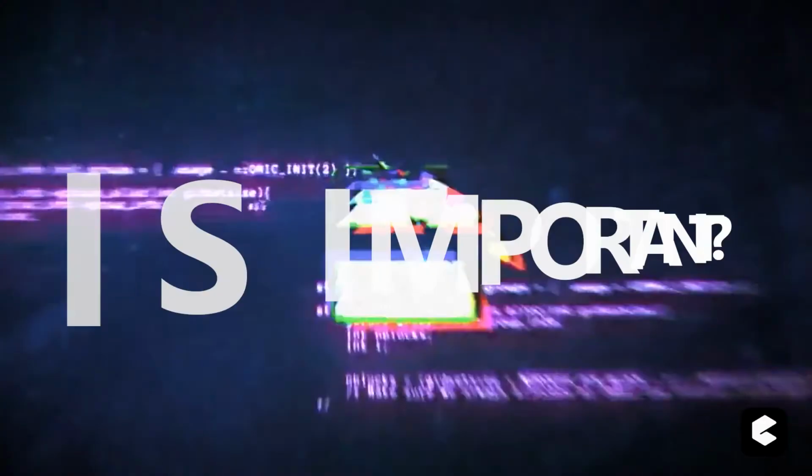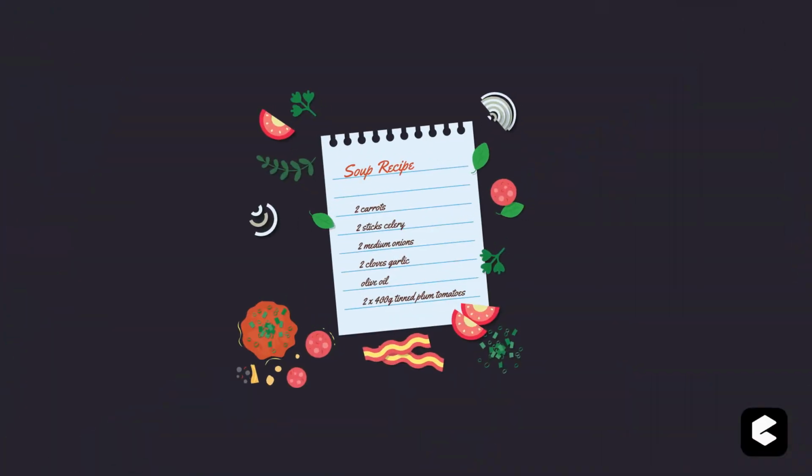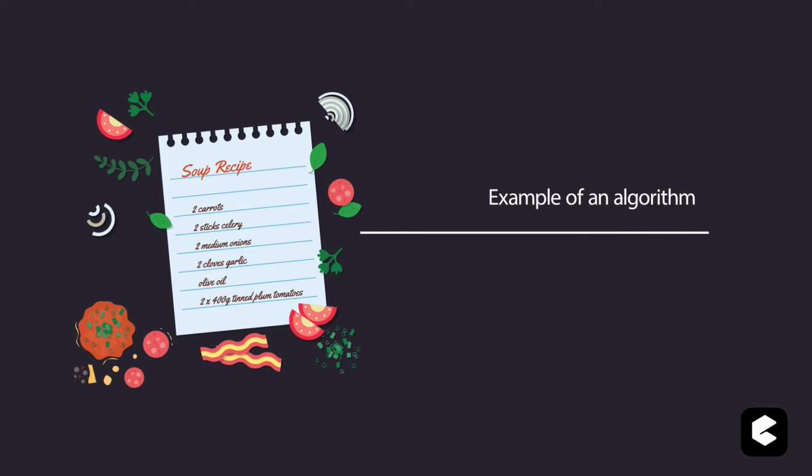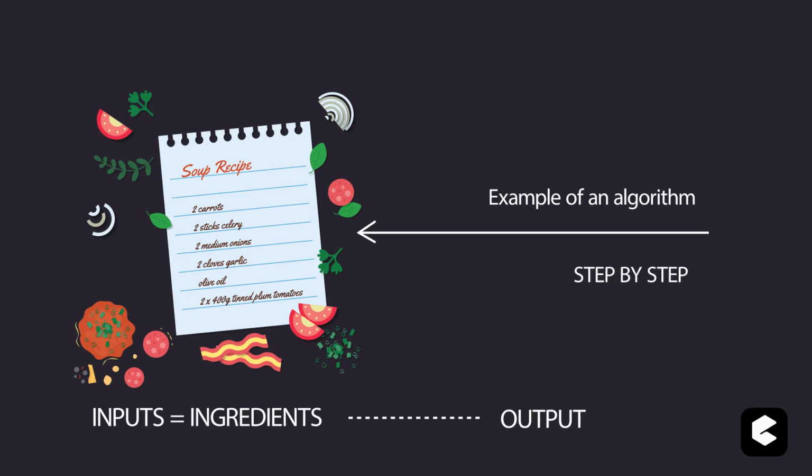What is an algorithm and why is it important? A recipe is a good example of an algorithm because it tells you what you need to do step by step. It takes input like ingredients and produces an output of the completed dish.